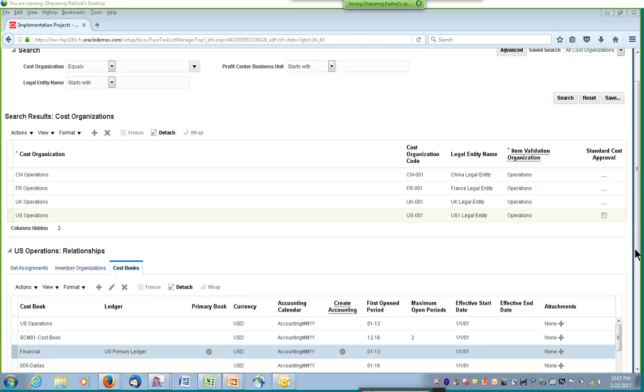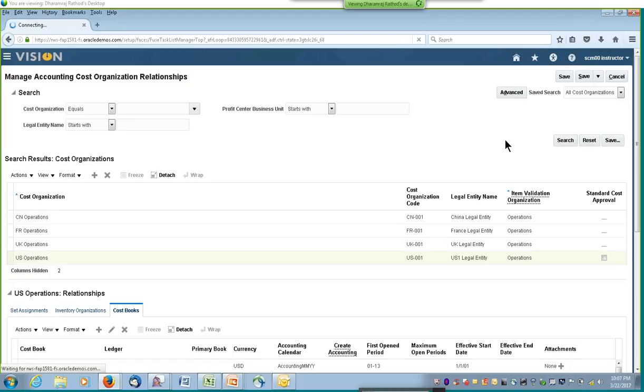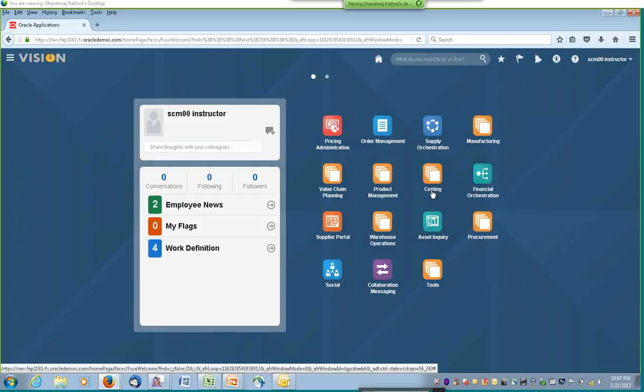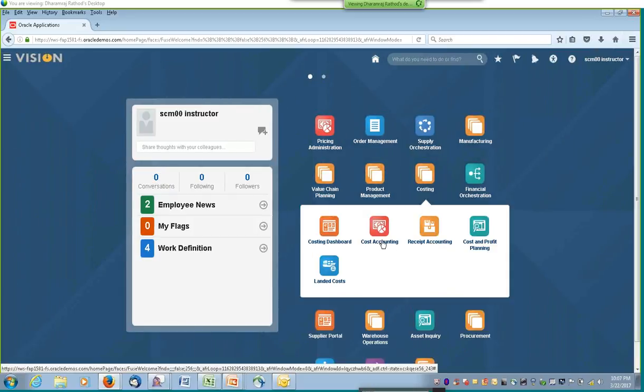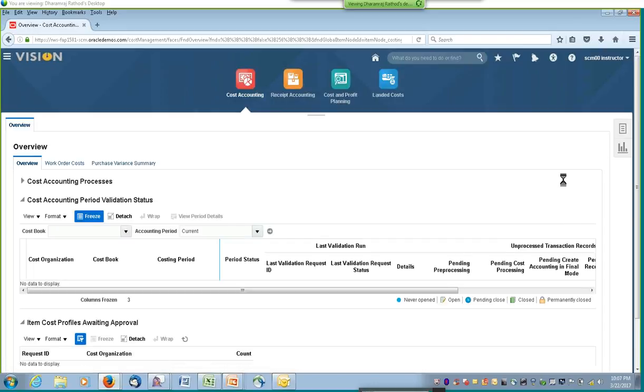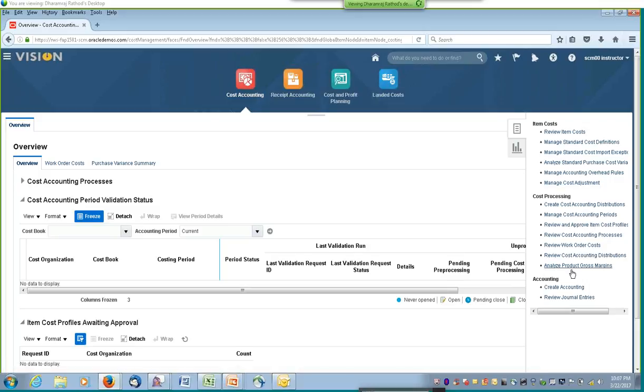Okay. Where can I open and close the period? So there is a UI here under cost management. Under cost accounting, you could go open and close the period. Manage cost accounting period.